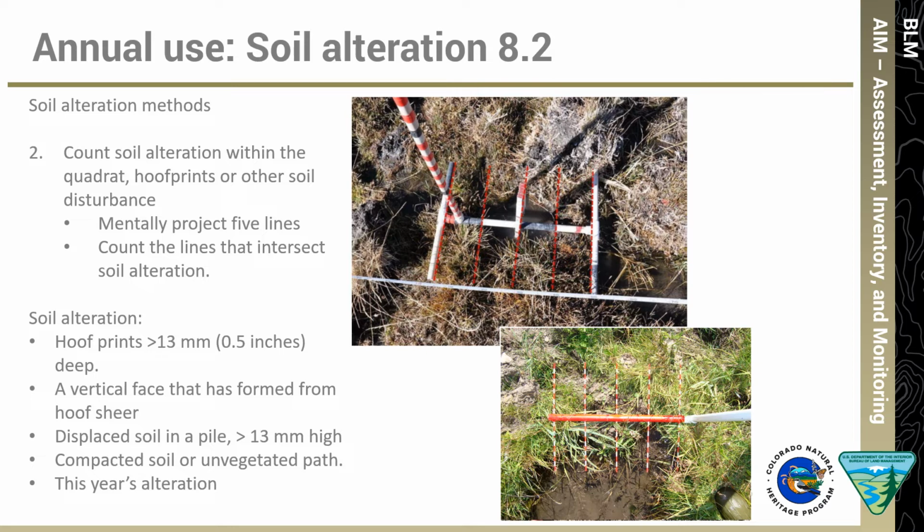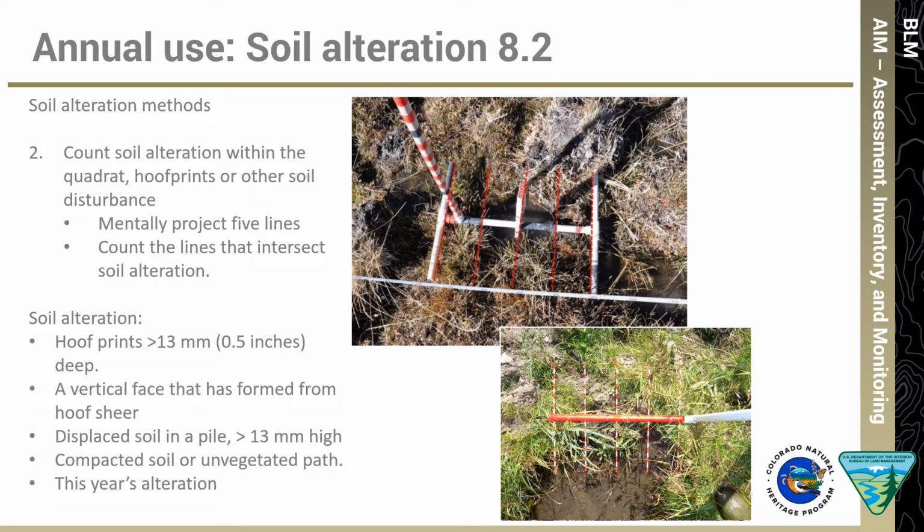Displaced soil is moved into a pile that's at least 13 millimeters or a half inch high. Or compacted soil or an unvegetated path caused by repeated movement of hooves, feet, wheels, treads over the same area, for example, a livestock, game, or foot trails, or a vehicle path, even if the soil depressions may be less than 13 millimeters. Finally, count only the current year's soil alteration.